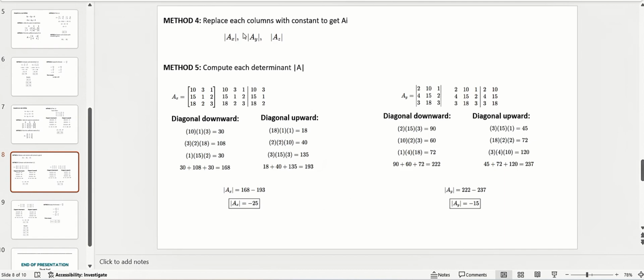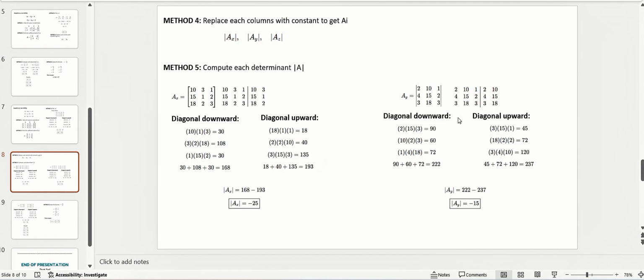So, next is to find the determinant of A sub y. So, mao ni siya ang atong coefficient matrix. And then, ang second column na po ang atong ilisdan into constant nga value. And then, ato na pong i-copy ang first two columns into the right side. Tapos, atong i-apply ang diagonal downward ng pag-multiply and diagonal upward.